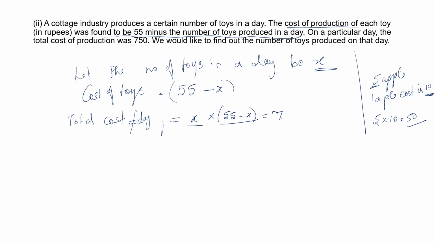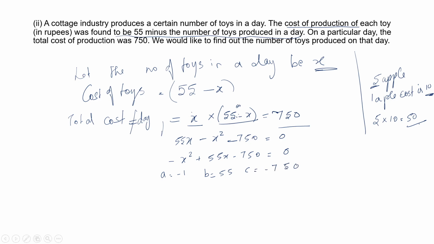The total becomes 750. This is one toy's cost, and this is the total produced. So if you multiply, the cost becomes 750. So now multiply this: 55x minus x square minus 750. So we arrived at a quadratic equation. We can write it in the order ax square plus bx plus c. So a is equal to minus 1, b is equal to 55, c equal to minus 750, right?